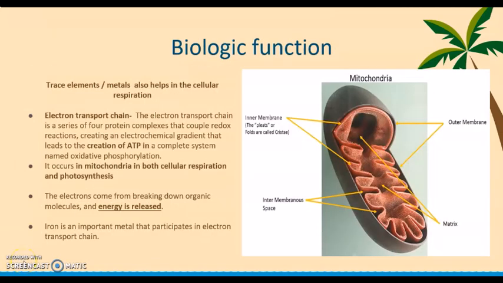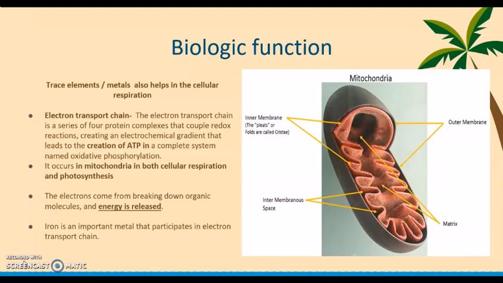The biological functions also include the electron transport chain. The electron transport chain is a series of 4 protein complexes that couple redox reactions, creating an electrochemical gradient that leads to the creation of ATP in a complete system named oxidative phosphorylation. It occurs in mitochondria in both cellular respiration and photosynthesis.